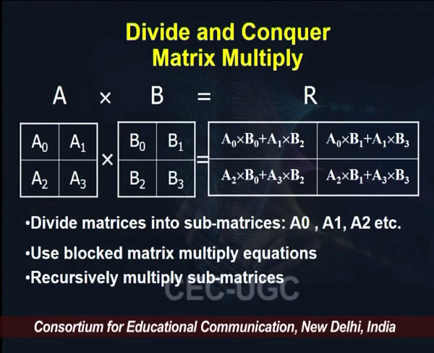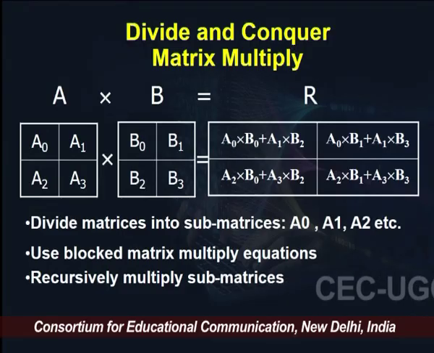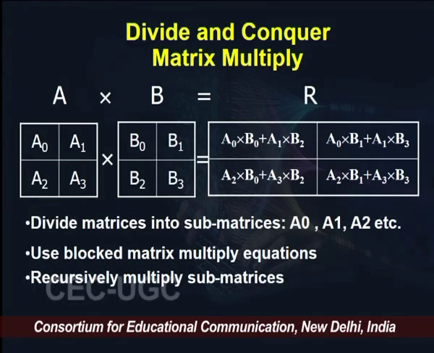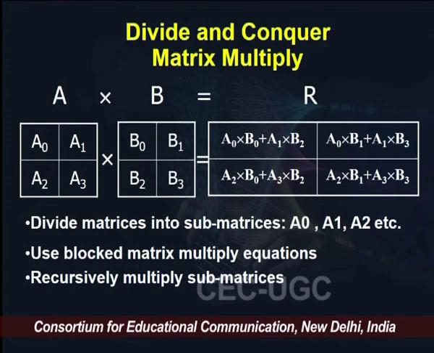So, if we talk about divide and conquer matrix multiplication, here we have matrices A and B, and the resultant matrix is also shown here. We are going to divide the matrices into sub matrices A0, A1, A2, A3 and B0, B1, B2, B3, and we use blocked matrix multiply equations and then recursively multiply the sub matrices. So, this is the basic bottom line of divide and conquer matrix multiplication.